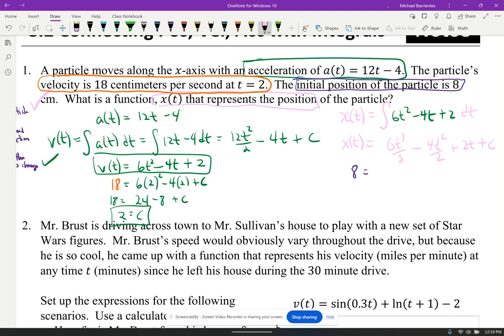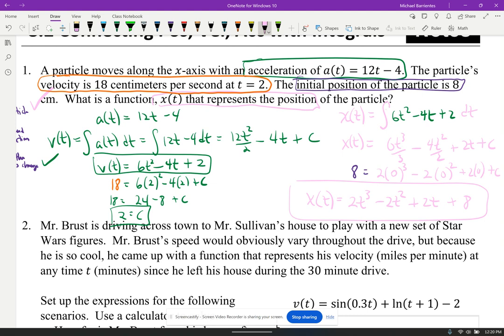By the way, I'm reducing this and saying this is 2t to the third, but my t value is 0 because that was the initial position at time 0. So 4 divided by 2, 0 squared, plus 2 times 0, plus c. Oh, well, this is just going to tell me that the c value is 8. Therefore, I now have my position function: 2t to the third minus 2t squared plus 2t plus 8. If this is the position function, the initial position is 8.